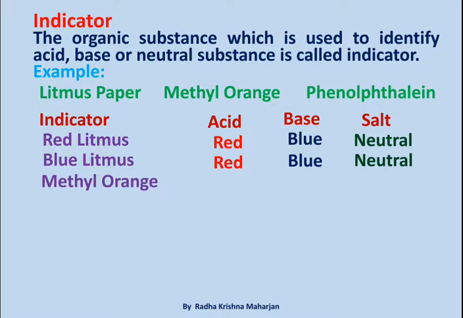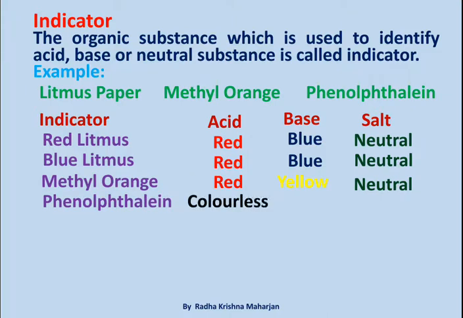Methyl orange: red, yellow, neutral. Phenolphthalein: colorless, pink, neutral.